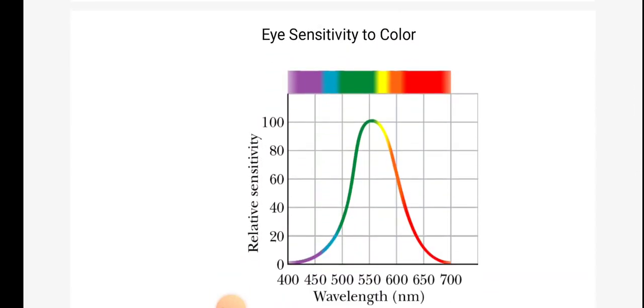Now let us see how our eyes are sensitive in differentiating the various colors, that means the electromagnetic spectrum in general. Here along the x-axis the wavelength is given, and along the y-axis the relative sensitivity is given. It depends on the intensity or the sensitivity of the eye. The colors will vary, light color, dark color, or bright color, and so on. On the x-axis the wavelengths are given in nanometers, 400 to 700 nanometers, and the y-axis relative sensitivity is given from 0 to 100.